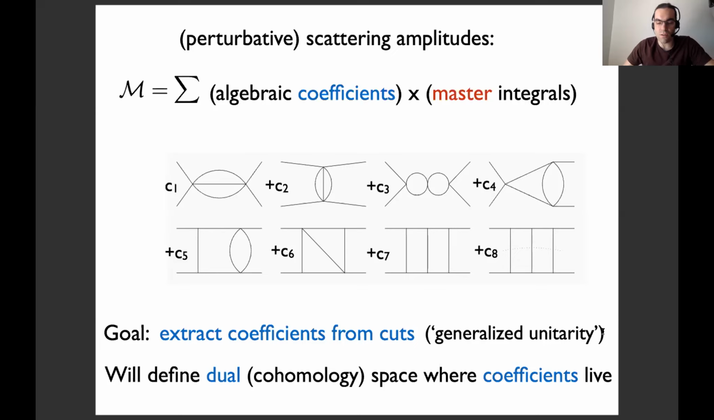And the overall message of the talk is that these coefficients live on a space of their own. So there's a space of Feynman integrals, and then there's this dual space. And actually, you can do a lot of operations on that dual space, and you can learn about it, and the space is somewhat simpler.